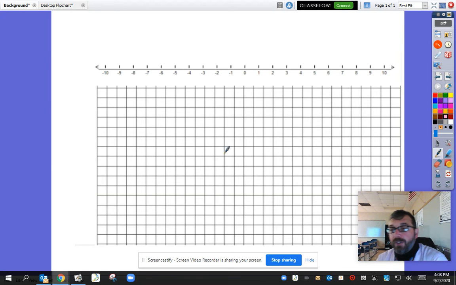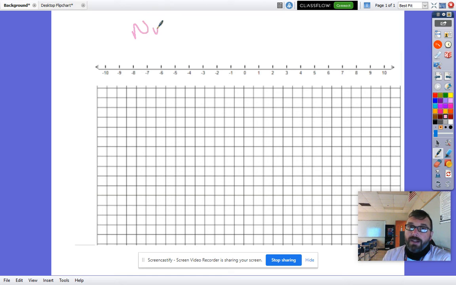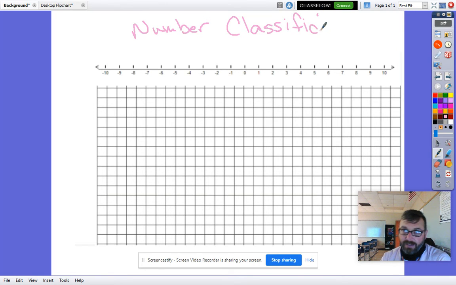All right, so what we're going to do is talk about what I like to call number families, but in the state of Texas, if we are actually going by what they tell us I have to teach, it's classification.